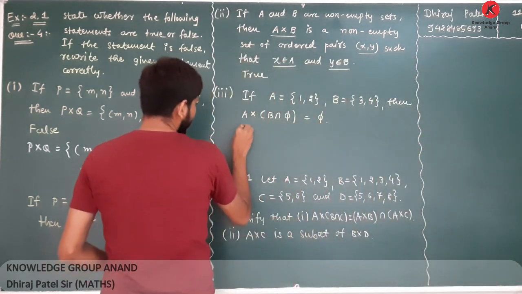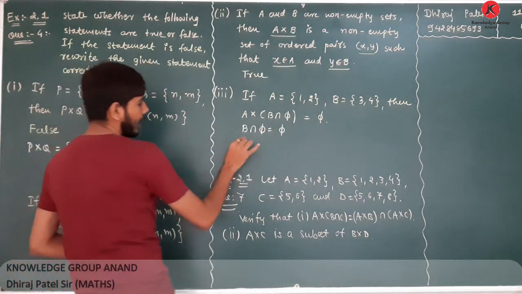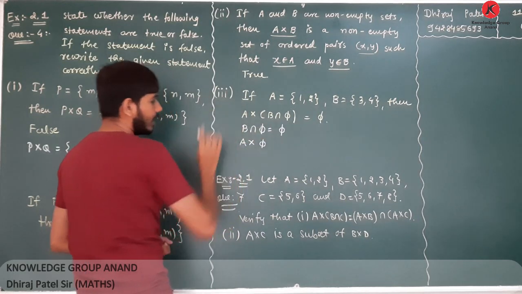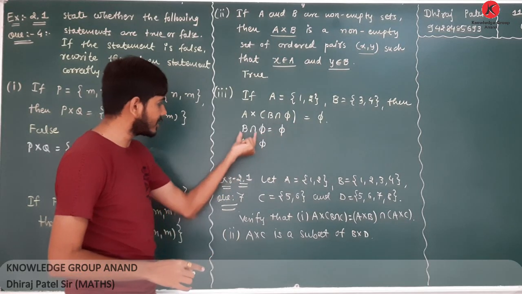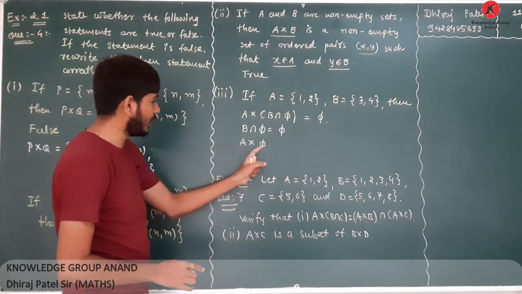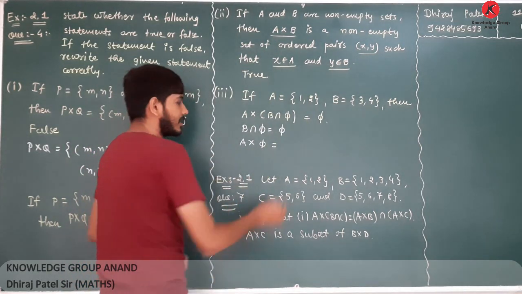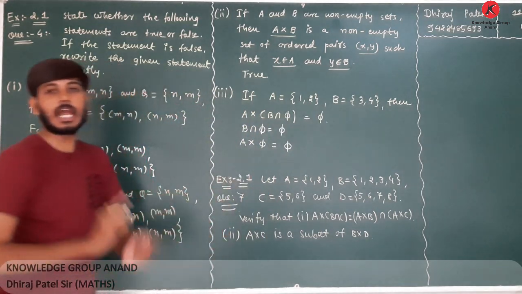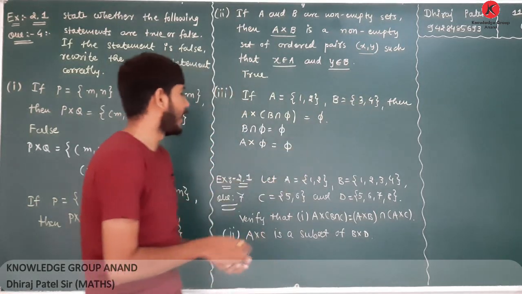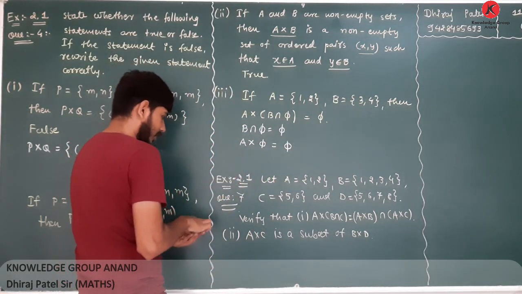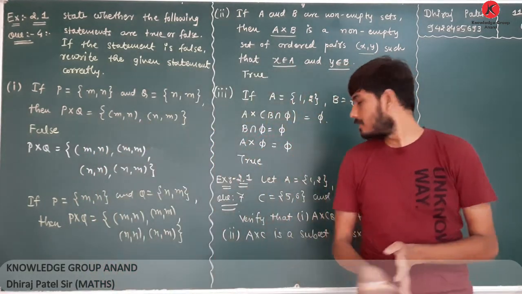So we know that B intersection null set equals null set. If we are finding A cross B intersection null set, what is B intersection null set? This is your null set. Therefore A cross null set: if one of your sets is a null set, that is, an empty set, then its cross product with the other set will be an empty set, that is, a null set. Therefore we can say that this statement is also a true statement. So there is no need to rewrite this statement here.